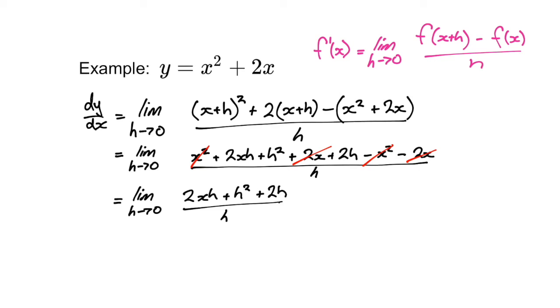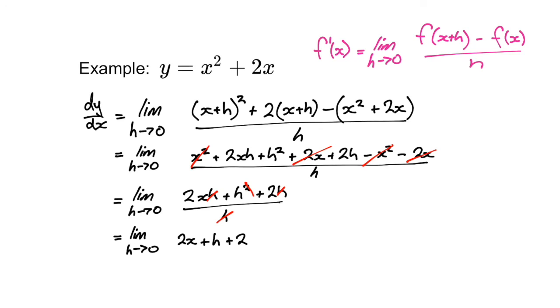Now we can simplify this again. h is in every single section, so we've got an h here, an h here, and an h here, and an h here. So we can cancel this h with an h in every single one of these, which is going to give us the limit as h tends towards 0 of 2x plus h plus 2.